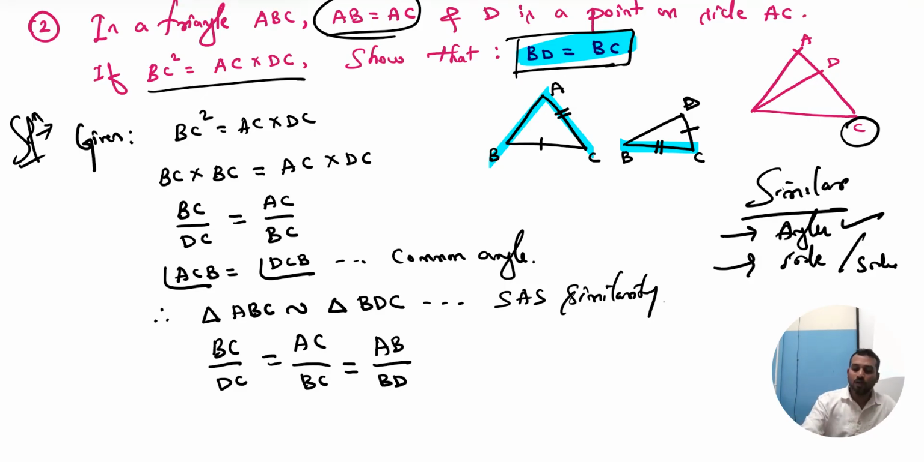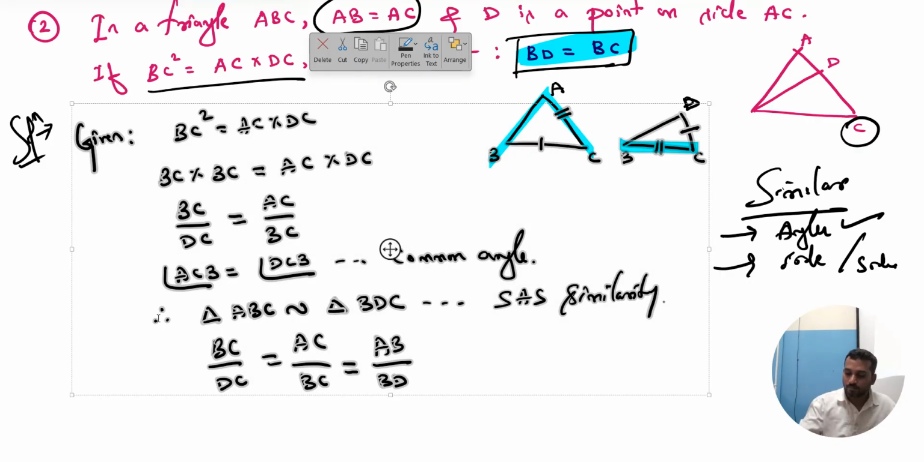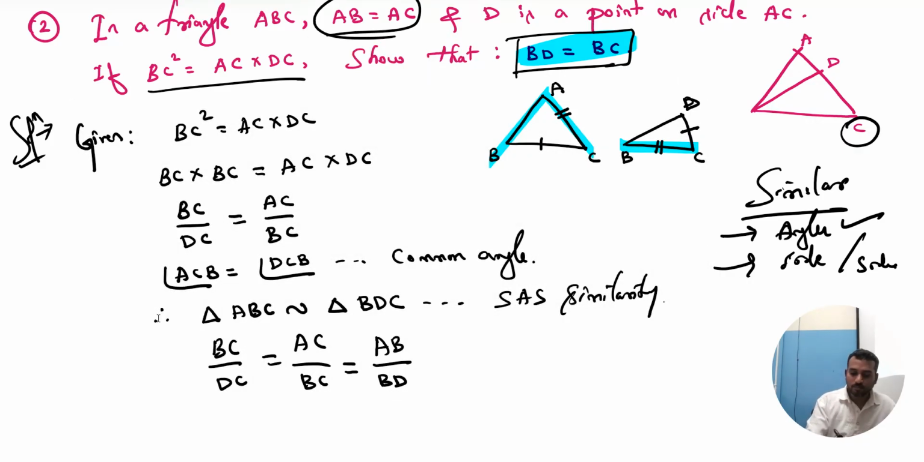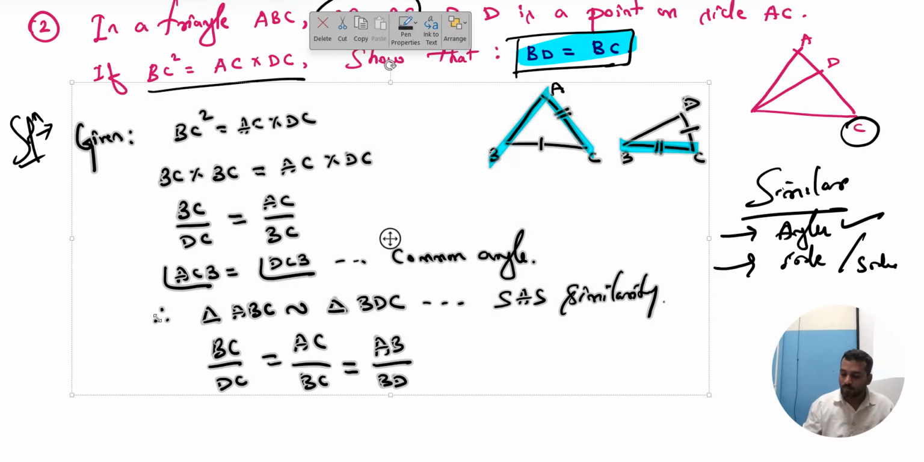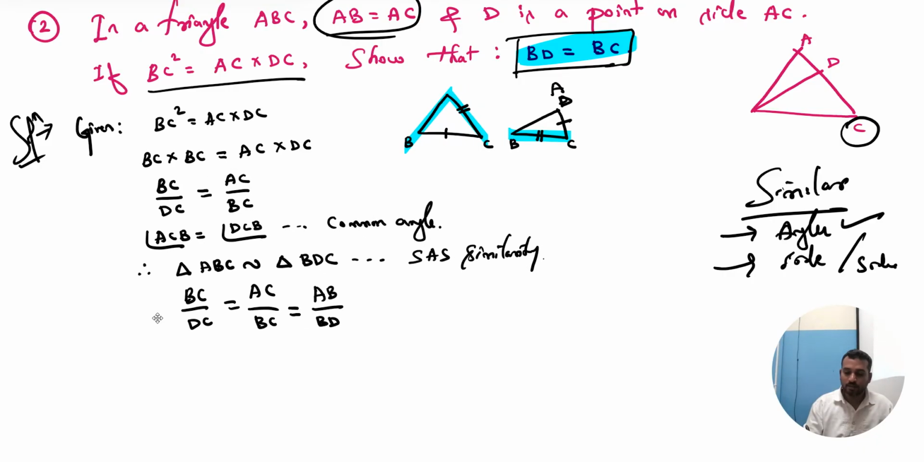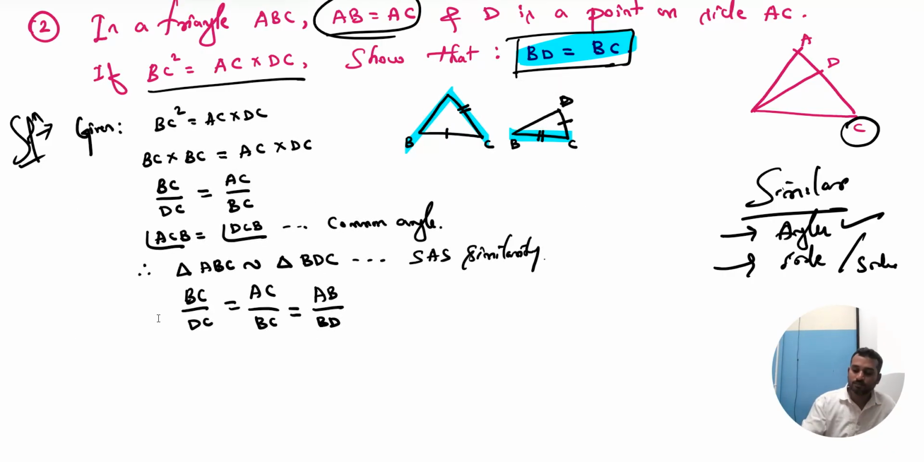Understood? Now I'll do one thing, children. Simple. Okay. Observe. Dekho beta. Now what we have to prove here, children? BD is equal to BC. I want BD and BC.